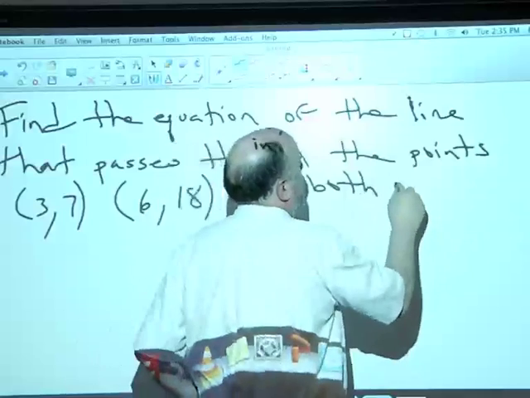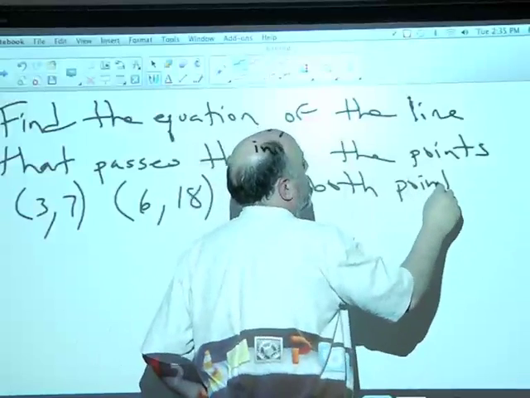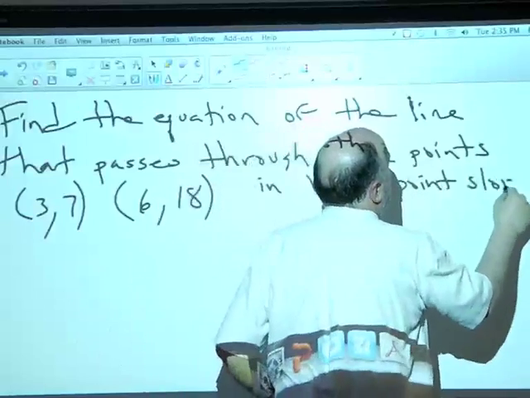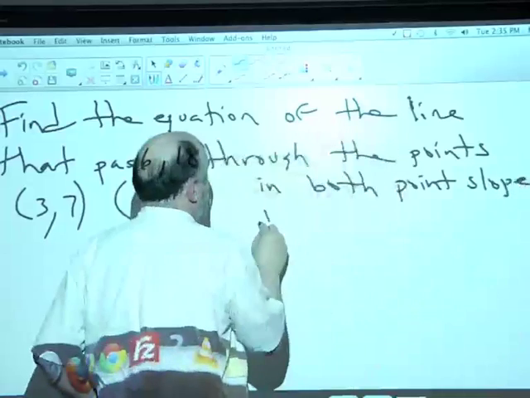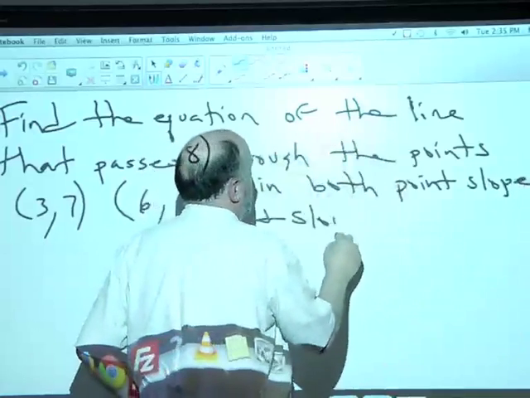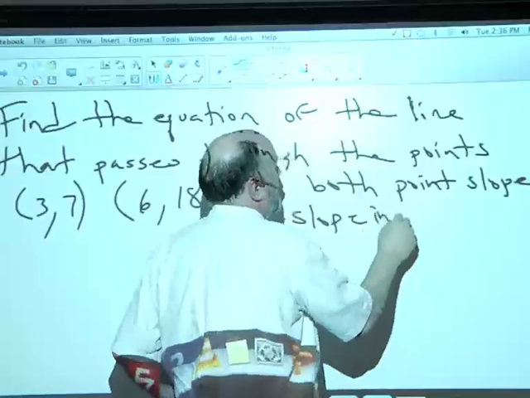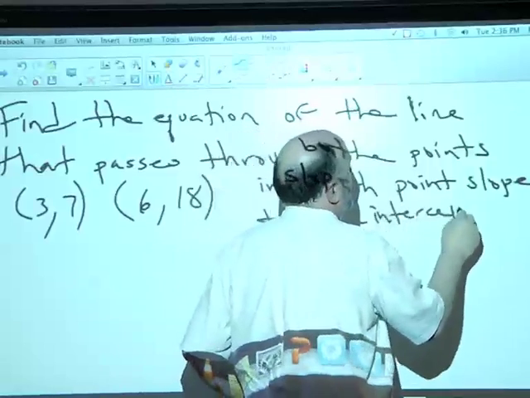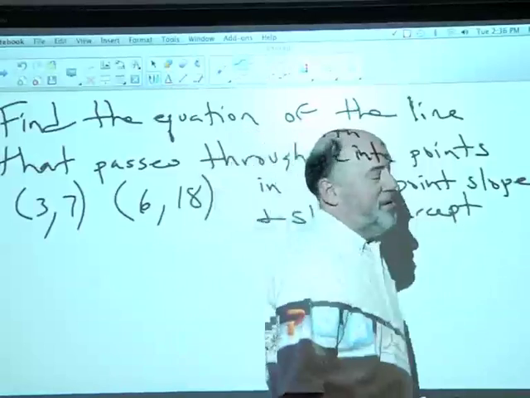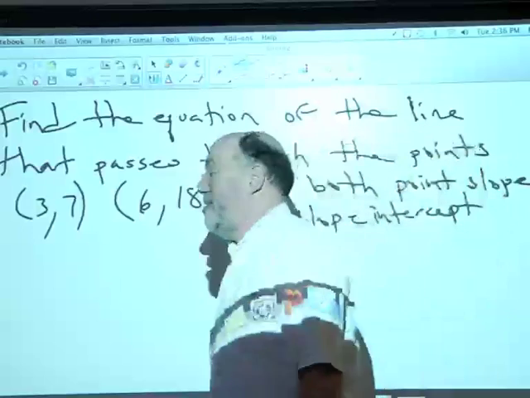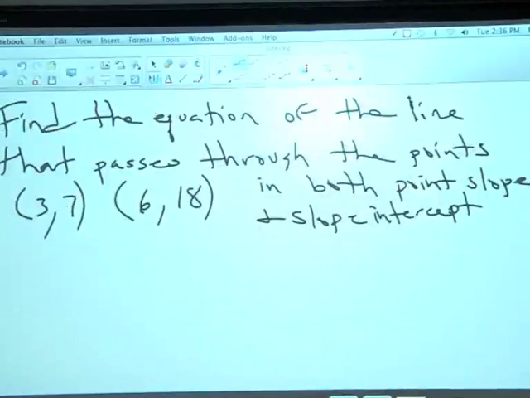In both point slope and slope intercept, right? If we take a few moments, I want the equation of the line that passes through those 2 points in both point slope and slope intercept.